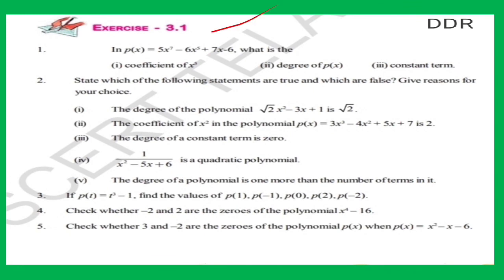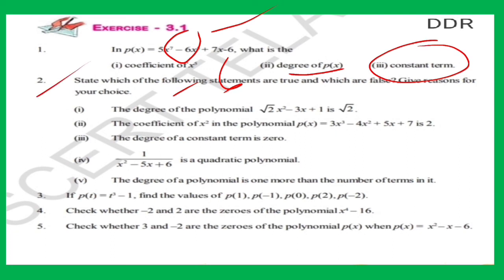Coming to exercise 3.1, the first bit is p of x equals 5x to the power of 7 minus 6x to the power of 5 plus 7x minus 6. What is the coefficient of x to the power of 5? Coefficient of x to the power of 5 means the number beside x to the power of 5, which is minus 6. Next, the degree of p of x. We know very well, I just explained how to find the degree. Next, the constant term. Okay, do these problems yourself.